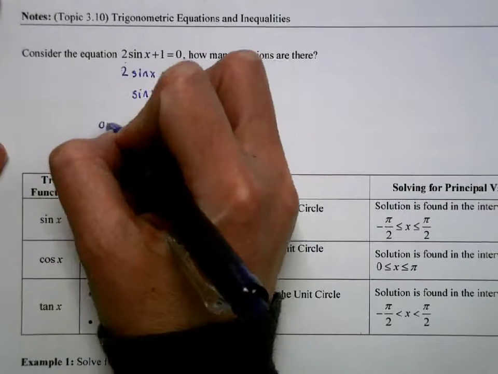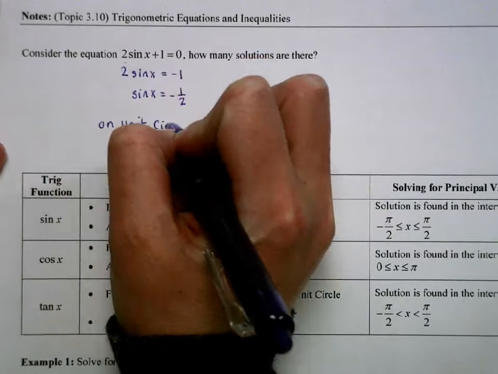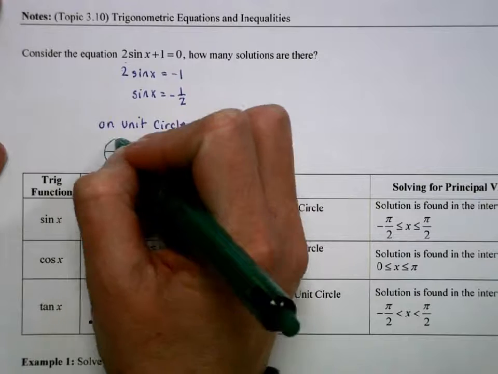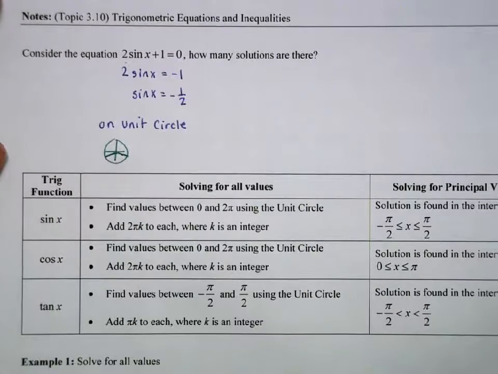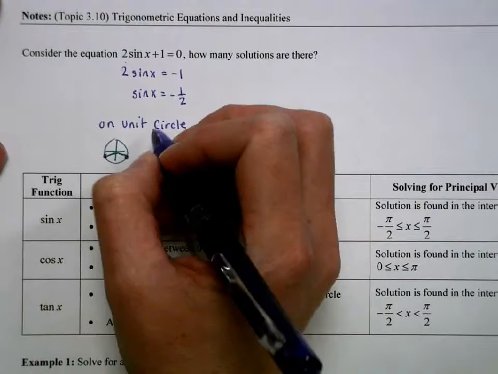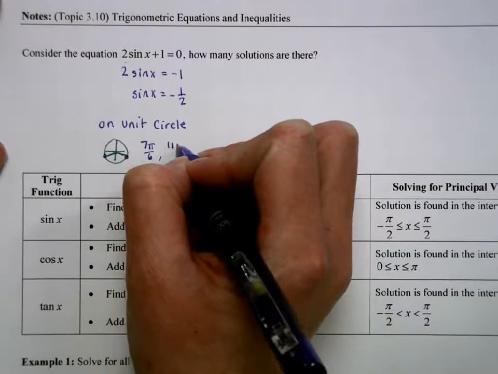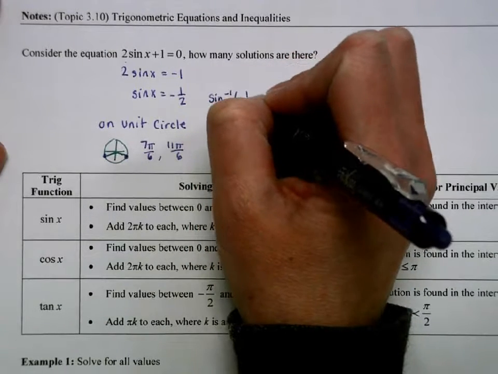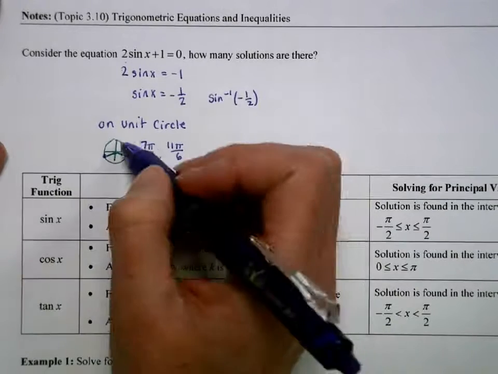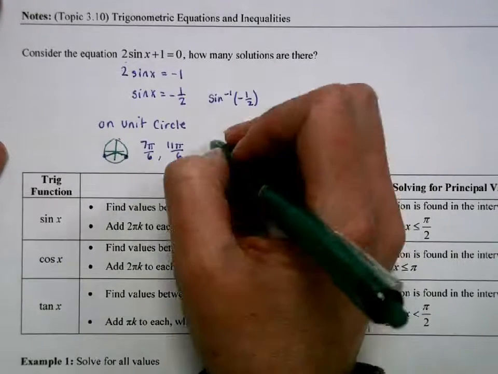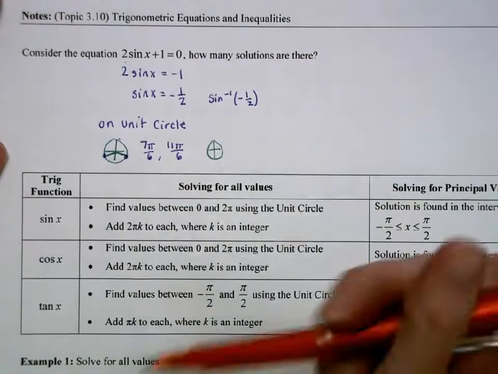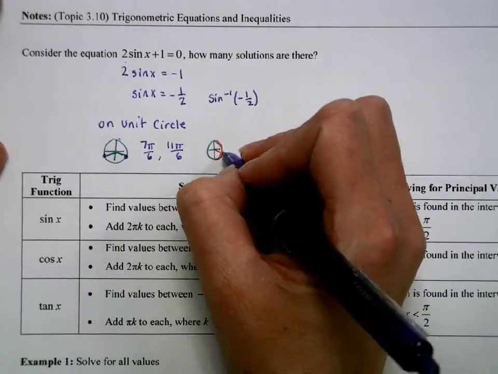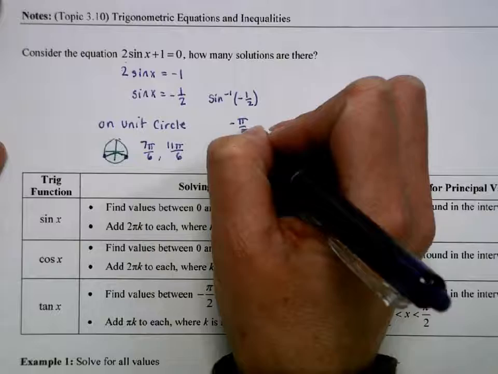First case, on our unit circle, or really between 0 and 2 pi, my y values are negative 1/2 here and here, where I have my short y, which would be at 7 pi over 6 or 11 pi over 6. If I did say, what is the sine inverse of negative 1/2, well, now we're talking about a restricted range from our last unit, and we're looking for where it is between negative pi over 2 and pi over 2. So that would give me an answer of negative pi over 6.